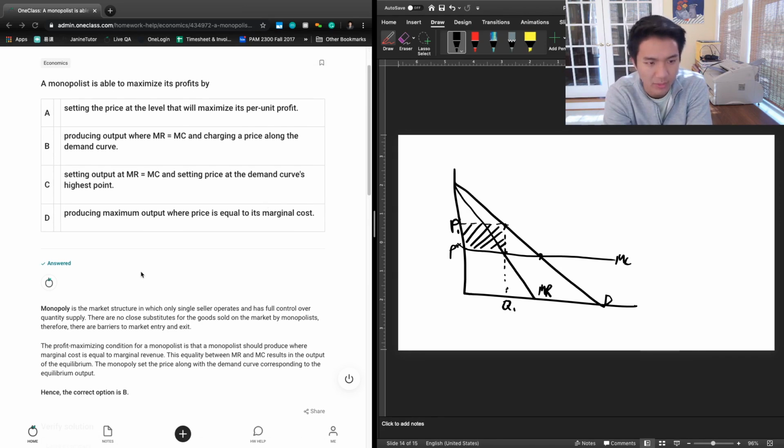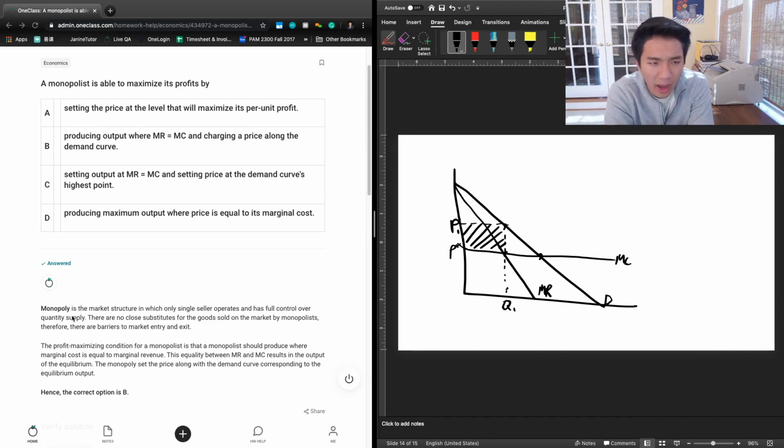Let's take a look at the previous tutor's answer. The previous tutor said, monopoly is a market structure in which only a single seller operates and has full control over quantity supplied. There are no close substitutes for the goods sold on the market by monopolists, therefore there are barriers to market entry and exit. The profit maximizing condition for a monopolist is that a monopolist should produce where marginal cost is equal to marginal revenue. This equality between marginal revenue and marginal cost results in the output of the equilibrium. The monopoly sets the price along the demand curve corresponding to the equilibrium output. Hence, the correct option is B.